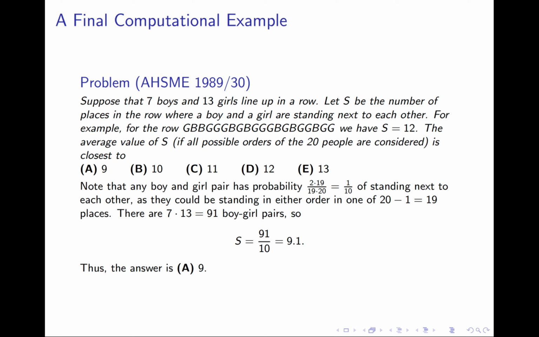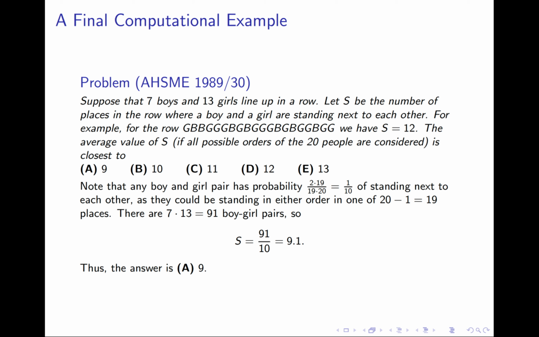So any boy-girl pair has a probability of 2 times 19 over 19 times 20 of standing next to each other, because there are 19 consecutive positions of 2 in the 20-letter string, and it could either be BG or GB, so the numerator becomes 2 times 19, and there are 20 times 19 possibilities for where you place the B and G in the string. And so that gives us a probability of 1/10.